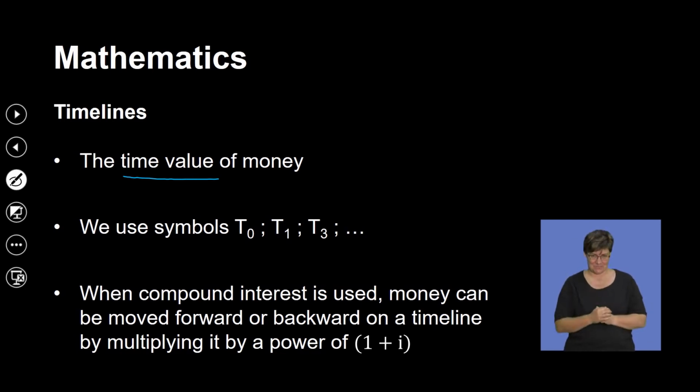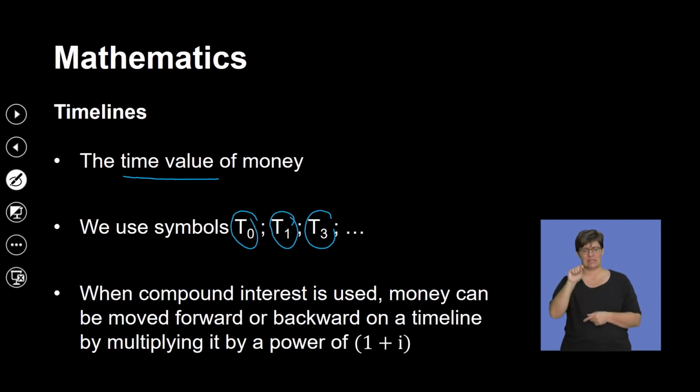Now, we normally use the symbols T0, T1, T2, etc. to represent the point at which we are on the timeline. So T0 will be when the investment is starting. T1 will be after a year the investment has been there. T3 will then be after 3 years. T4, T10, like that. So those will then be the symbols that we normally use.